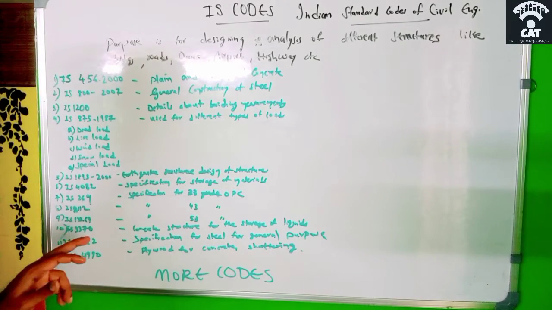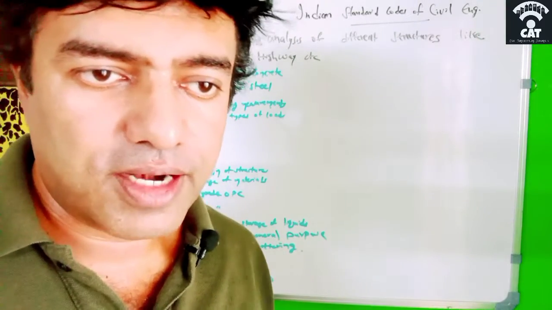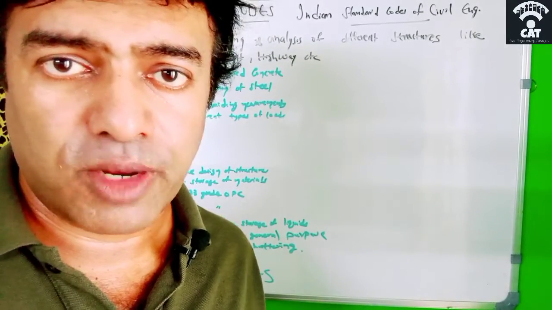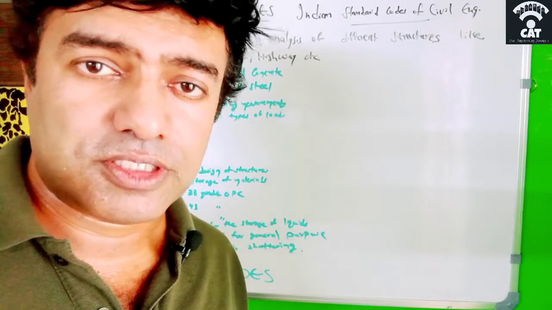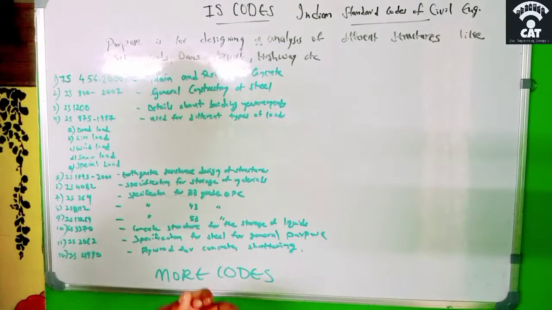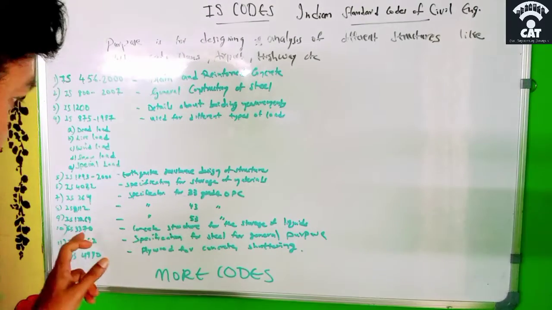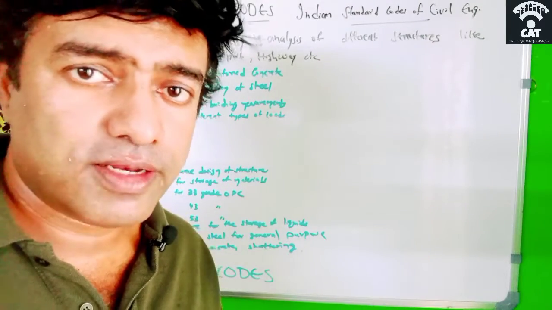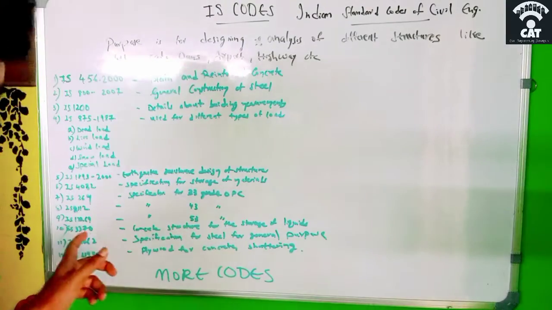Then IS 3370 deals with concrete structures for storage of liquids. These are the water tanks where we store a large bulk of water, maybe for a panchayat or a municipality. You always see these water-holding structures on the road. Everything we need to know about such structures is in IS 3370, concrete structures for storage of liquids. The liquid can be water or oil or anything, but all these types of structures are dealt with in this code.